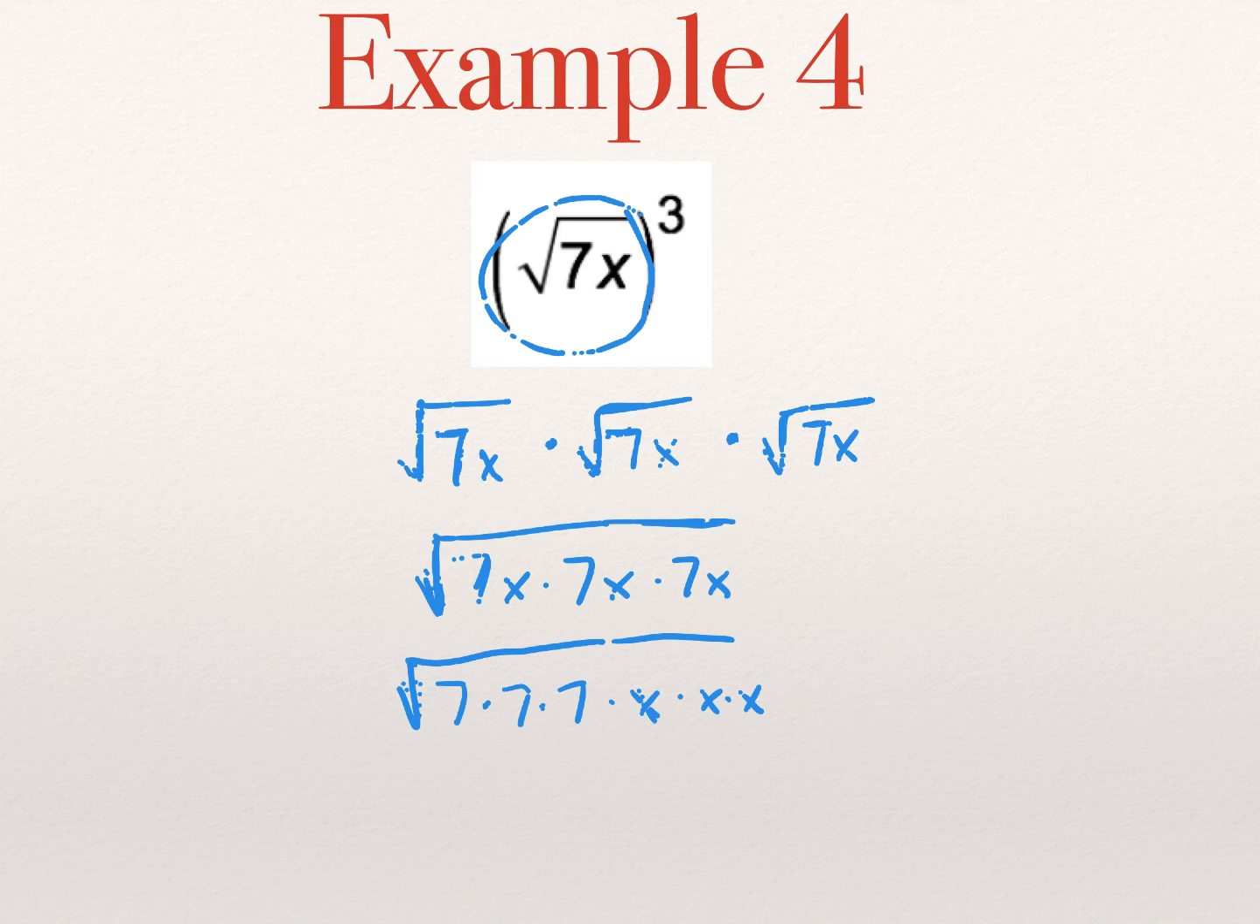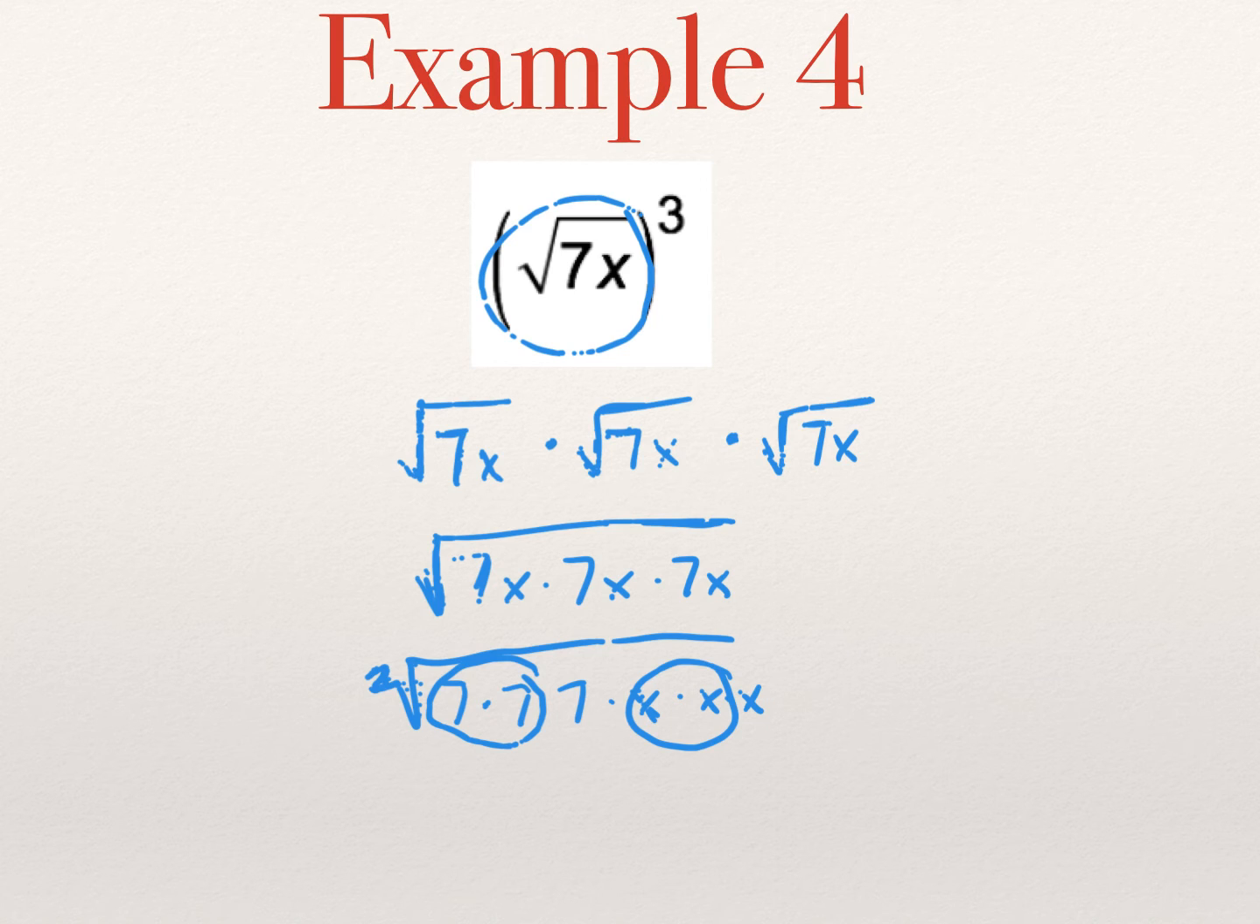I need to circle groups of what here? Groups of 2. When nothing's written outside, remember it's implied that it's a 2 out front. So groups of 2. I have 2 7s that I can circle. What else can I circle here? 2 x's. Can I circle anything else? No, I don't have 2 of a kind of anything else, so I can't circle anything else.